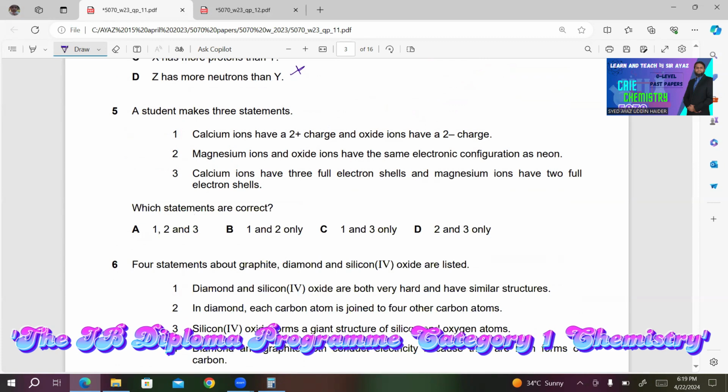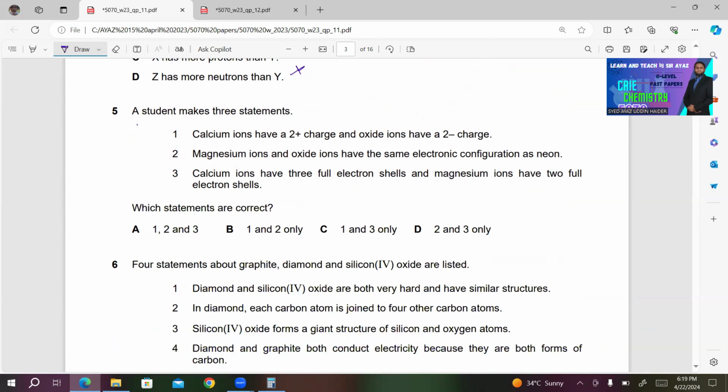Number 5. A student makes 3 statements. 1. Calcium ions have a 2+ charge and oxide ions have a 2- charge. This statement is correct.